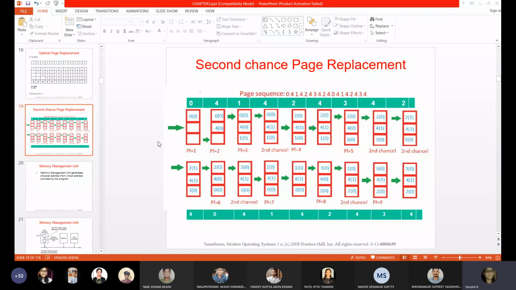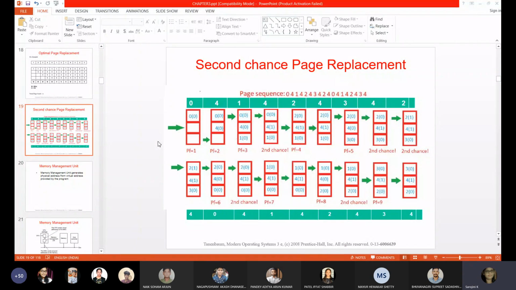Second, when a page hit happens and that page's reference bit is 1, nothing should be done. It should be retained as it is. The main memory content will be retained as it is, including the pointer, everything. These are the two cases when a page hit happens.